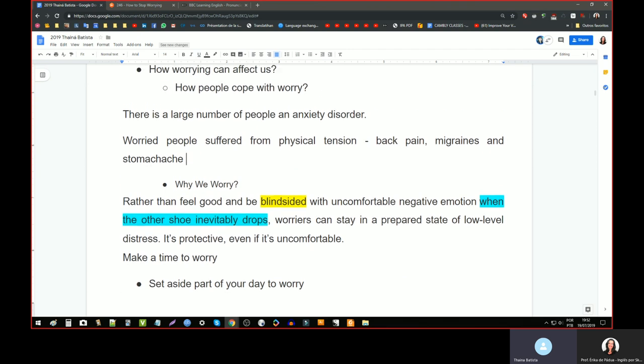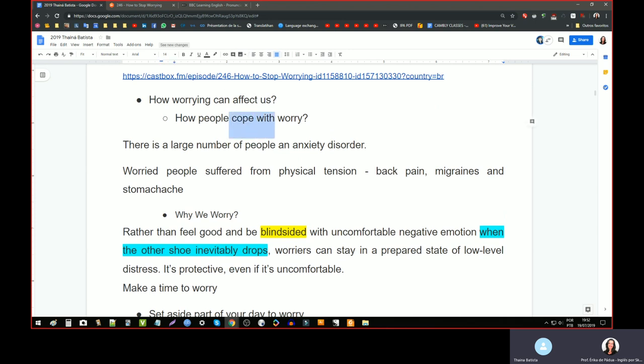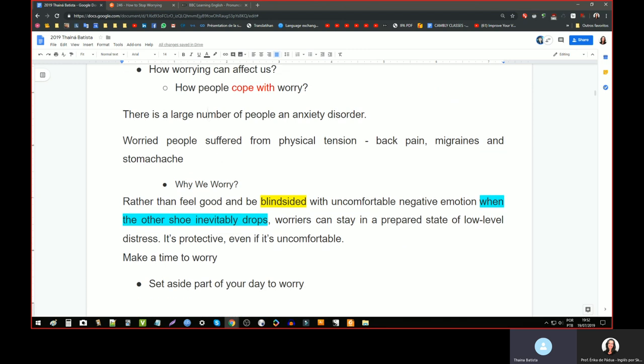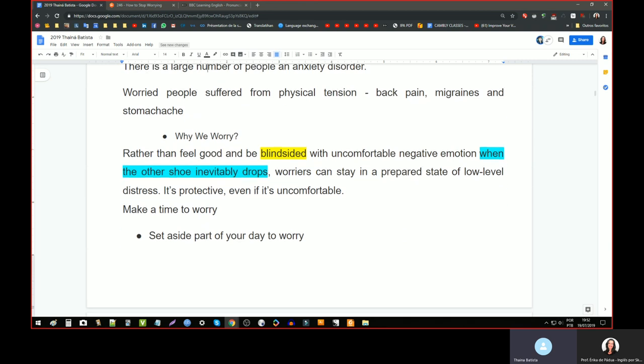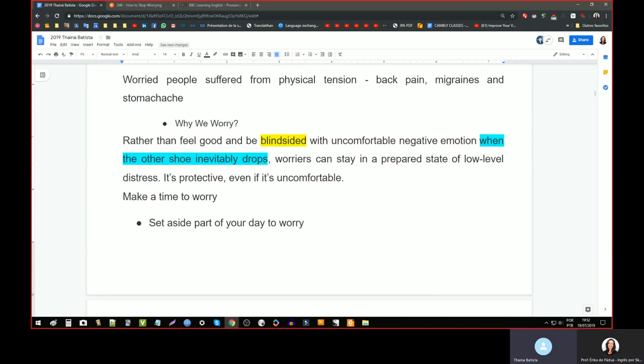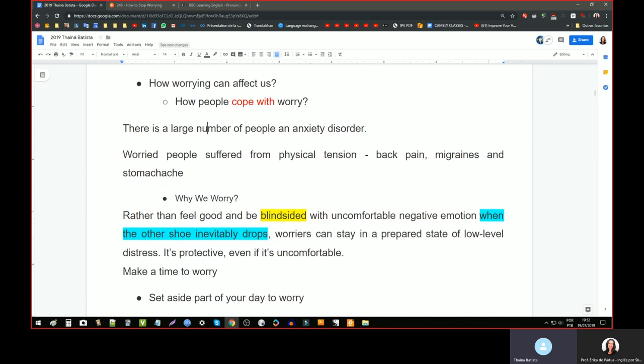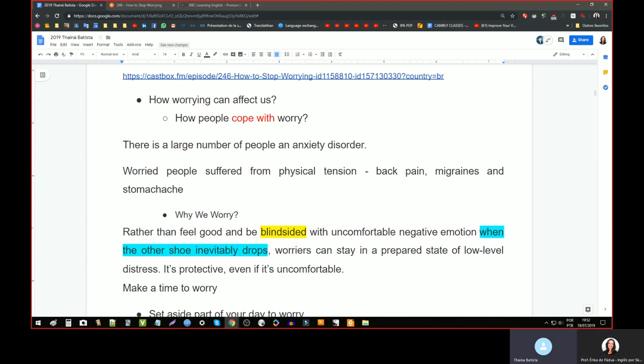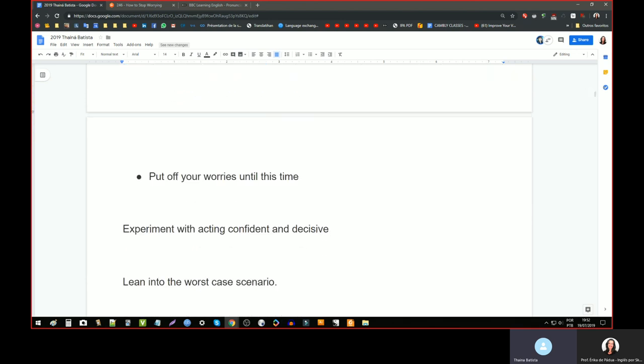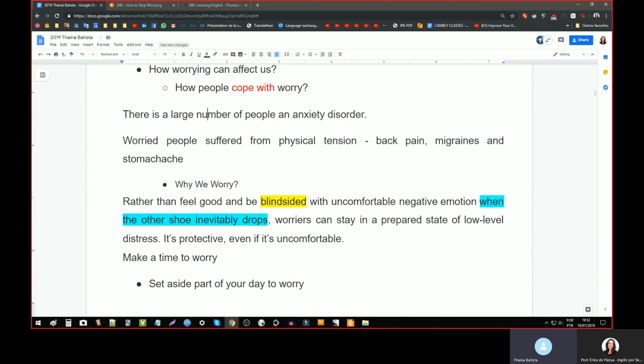It's a new term. Cope with worry. So it only depends on the way that you live your life, because, for example, when I am worried, I try to wind down. I learned it. Trying to listen to music, or trying to clean my house, do the dishes, just to get my mind away from the worries, like the college, the source of worry. Yeah, and things like that.